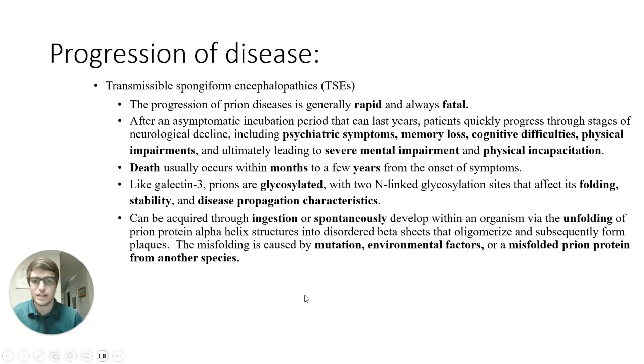So the progression of the disease is generally rapid and always fatal. However, it's not seen too much. It's only seen if you eat bad meat or if you cannibalize another human. So it's not really that prevalent, but there's no cure for it either. So science really hasn't caught up to this and figured out how we can prevent it.